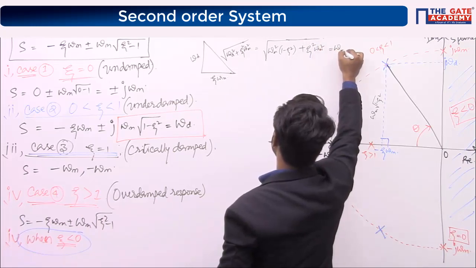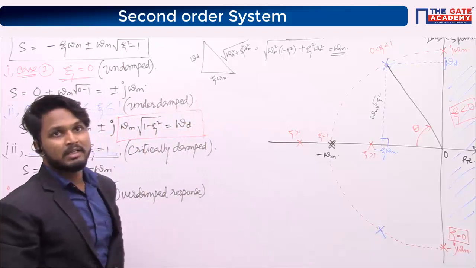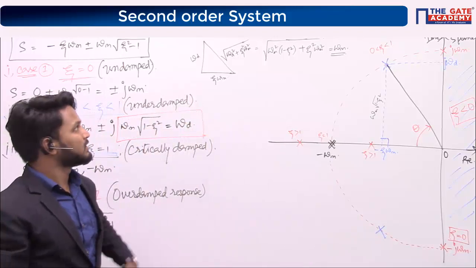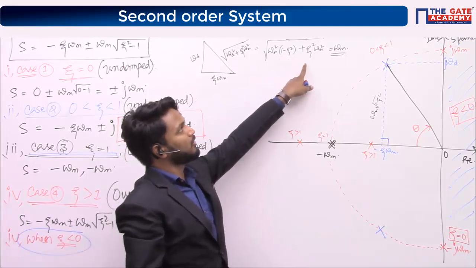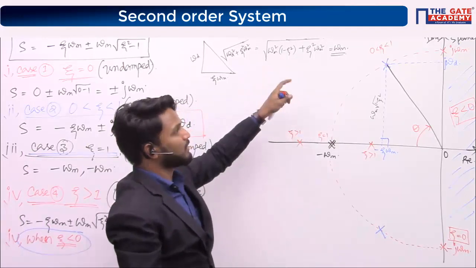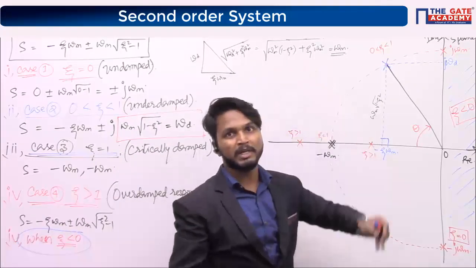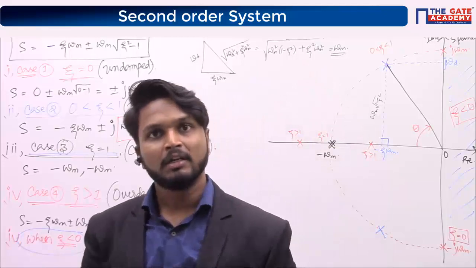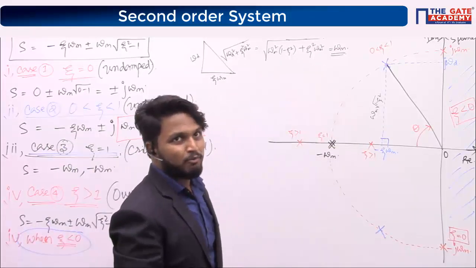This will be equal to omega n. Here, omega n square minus zeta square omega n square, both of them will get cancelled. What is left is under root omega n square, which means it is omega n, that's it. So the hypotenuse is omega n.